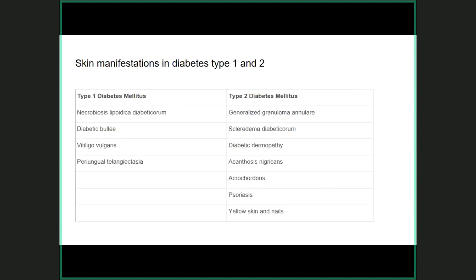Some skin manifestations are more common in type 1 versus type 2. So necrobiosis lipoidica diabeticorum, diabetic bullae, vitiligo, and periungual telangiectasias are much more common in type 1. Type 2 usually is associated with generalized granuloma annulare, scleroderma diabeticorum, which is not to be confused with scleroderma, diabetic dermopathy, acanthosis nigricans, skin tags, or acrochordons, psoriasis, and yellow skin and nails.